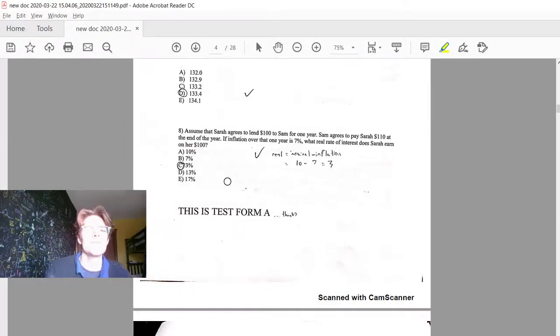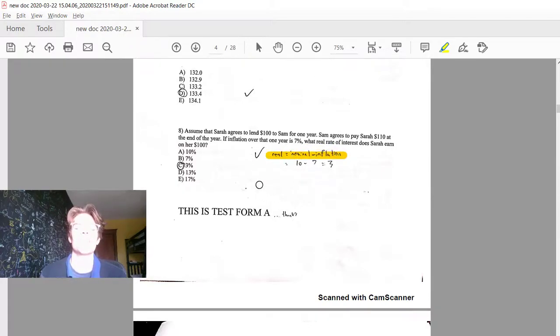Okay. Assume that Sarah agrees to lend $100 to Sam for 1 year. Sam agrees to pay Sarah $110 at the end of the year. If inflation over that 1 year is 7%, what real rate of interest does Sarah earn on her $100? So the real of anything is equal to nominal minus inflation. This is the little formula.